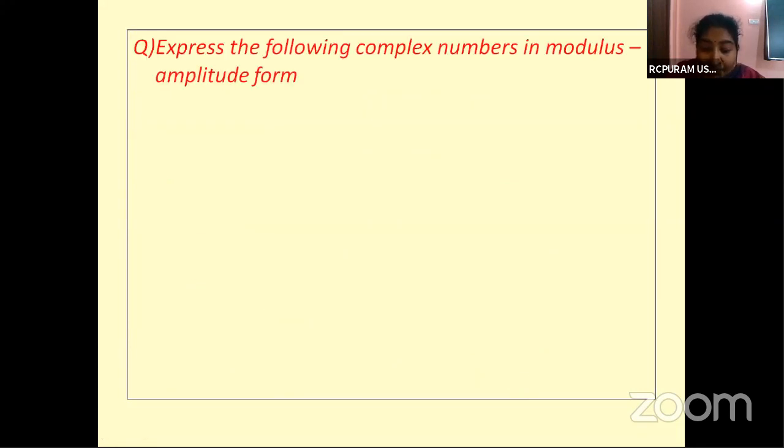Now, we will see a problem on how to express a complex number in modulus amplitude form. The question is: express the following complex numbers in modulus amplitude form. My first problem is 1 minus i. We will say let 1 minus i is equal to r into cos theta plus i sin theta, because this is the representation we take in the modulus amplitude form for a given complex number.